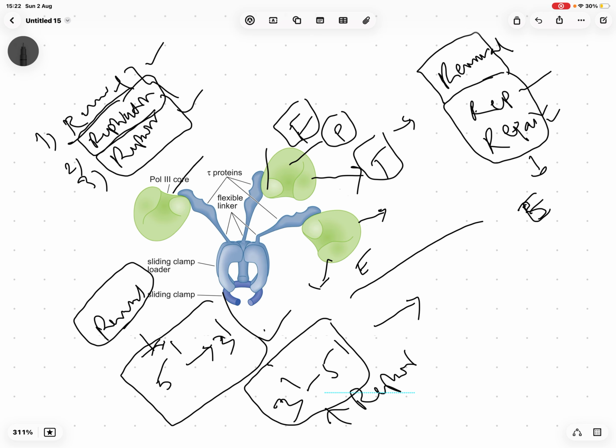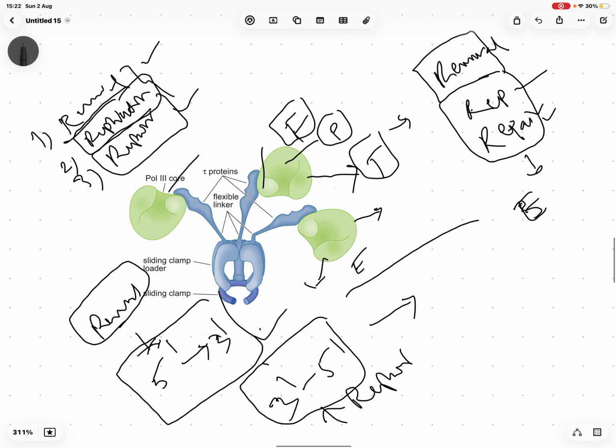So DNA polymerase 1 has this function of removing in the 5' to 3' direction, and also the 3' to 5' direction. That means DNA polymerase 1 can perform both the repair function and the removal function. Coming to DNA polymerase 3, it has the repair function and also the replication function, but it doesn't have the removal function. Then coming to polymerase 2, what is the function of polymerase 2?